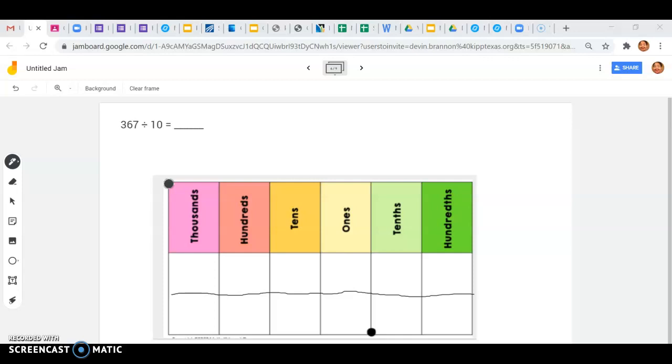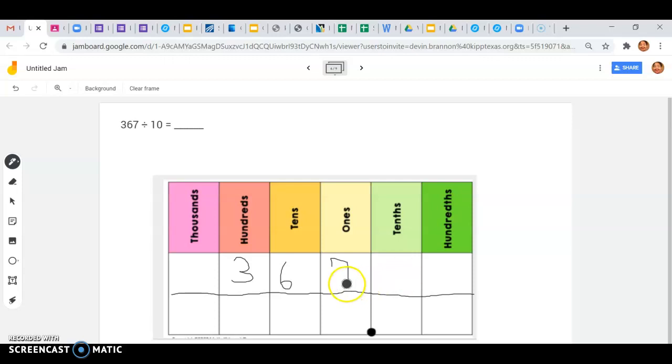So the first thing that we're going to do, we're going to plug in 367, and we're going to divide that by 10. So 3 goes in our hundreds place, 6 goes in our tens place, and then 7 goes in our ones place. Like we said before in our PowerPoint, when we're dividing by 10, it is getting smaller by 1.